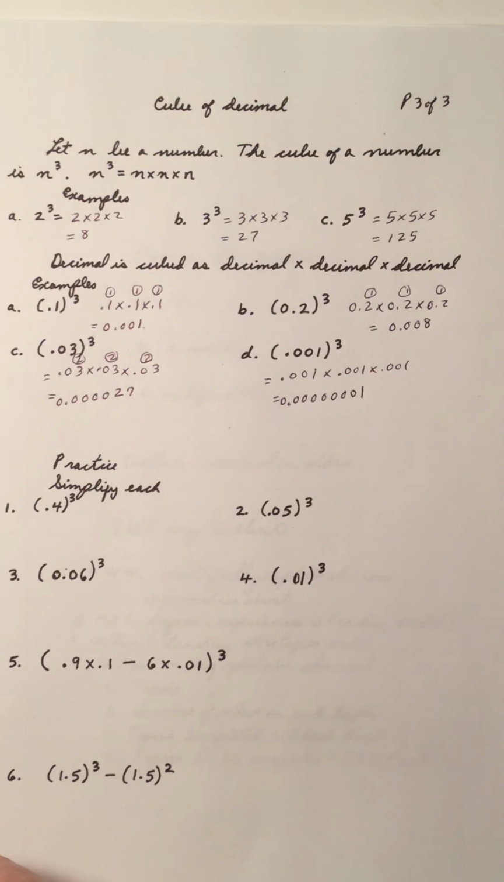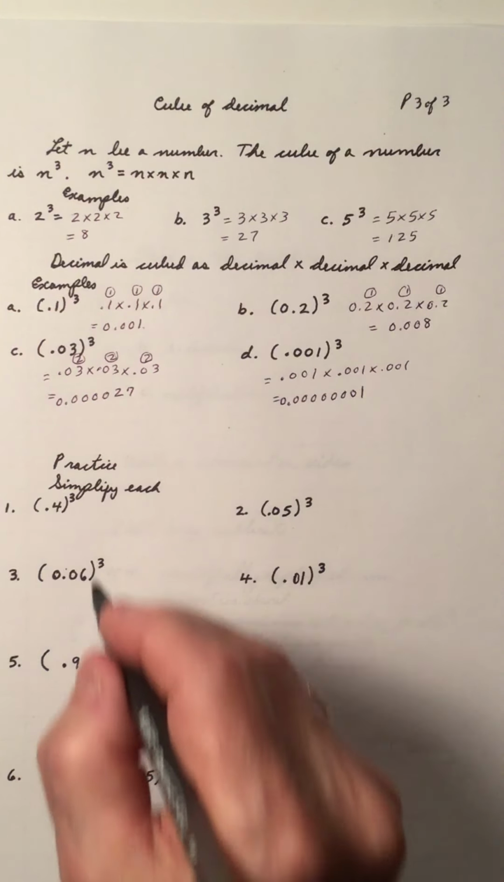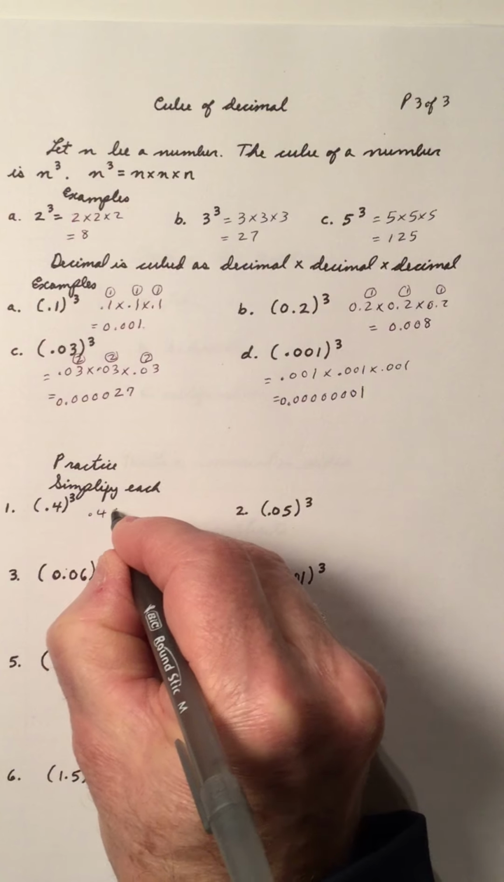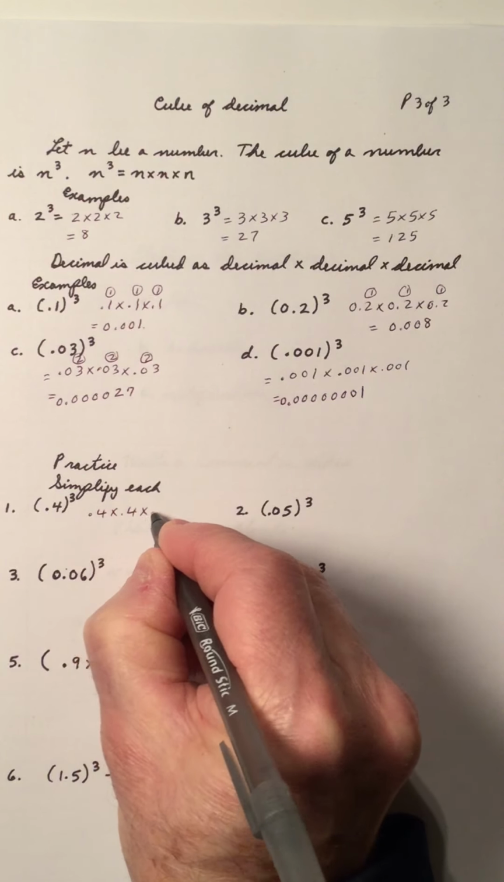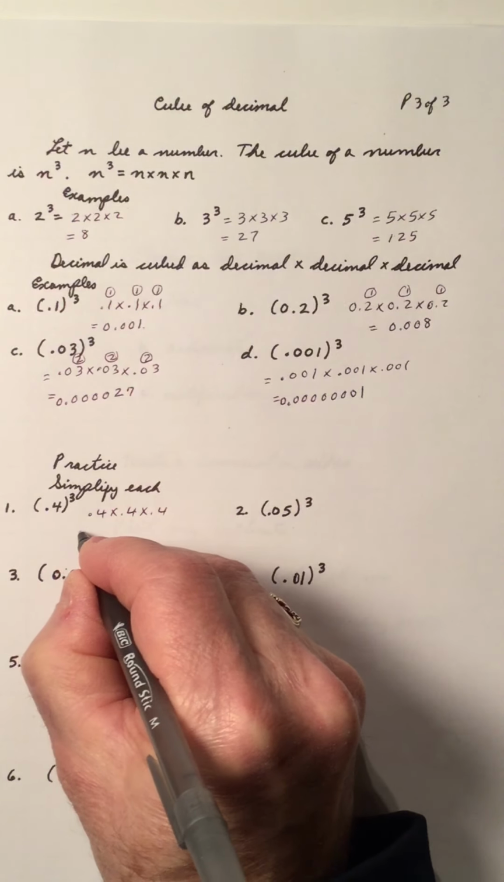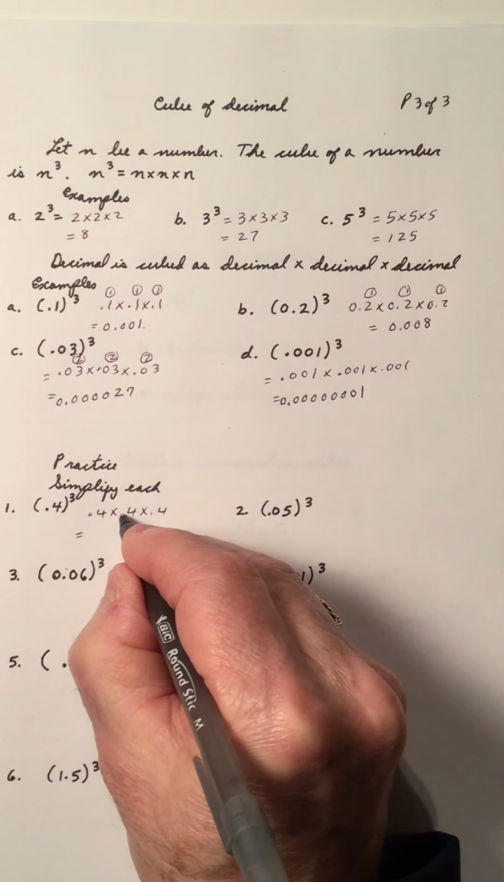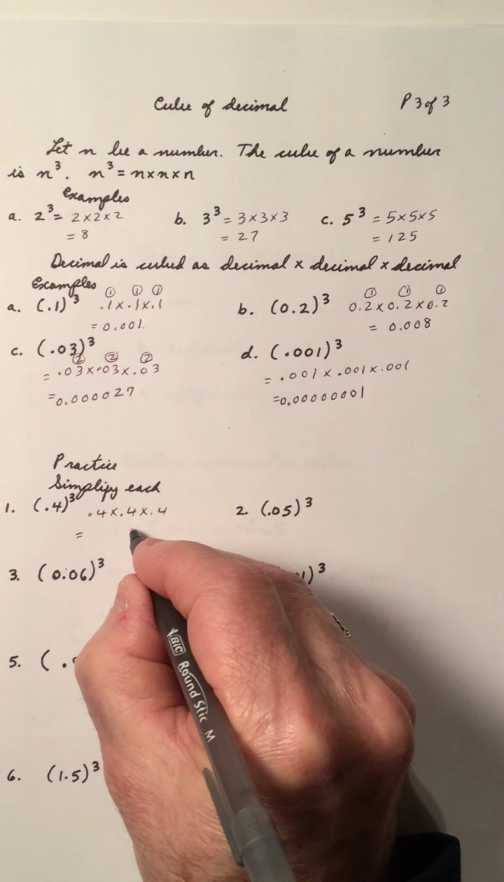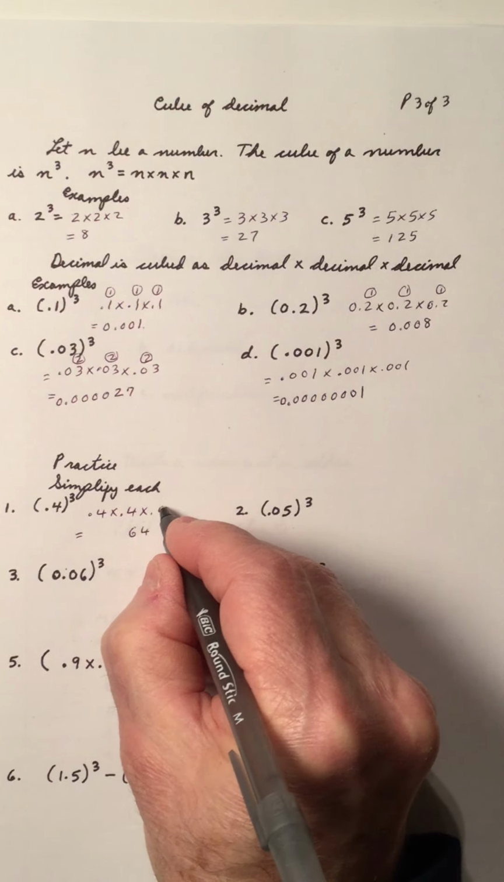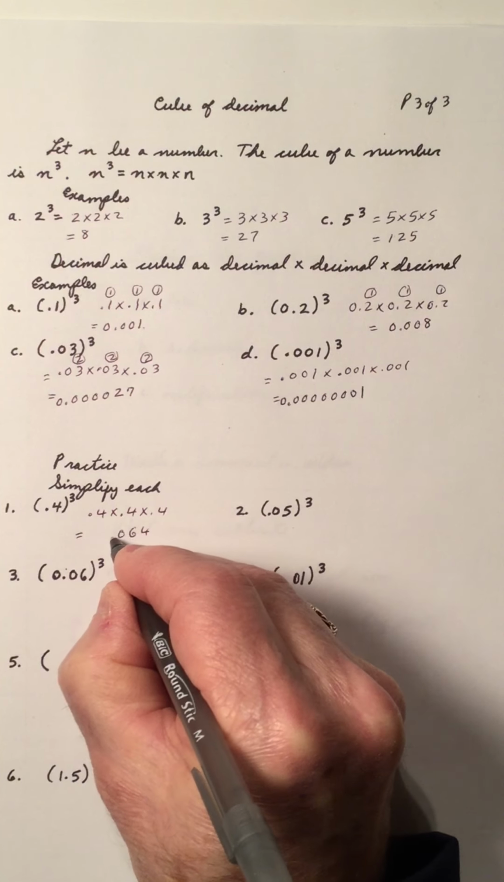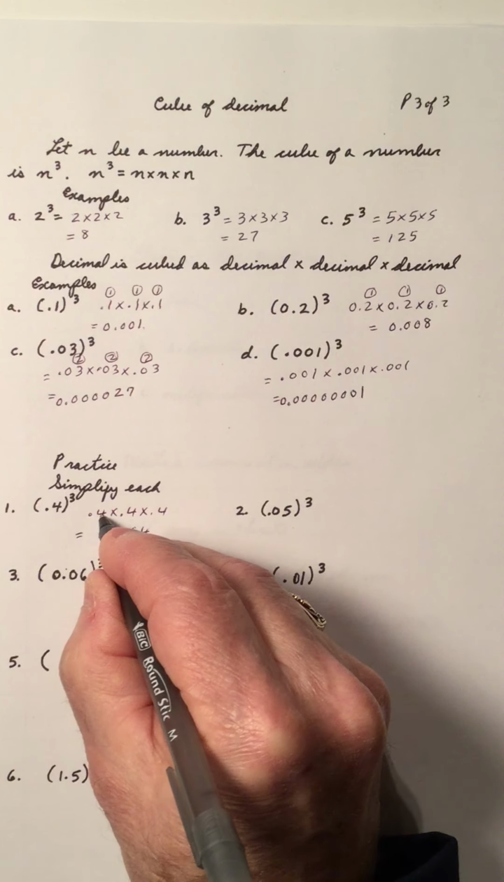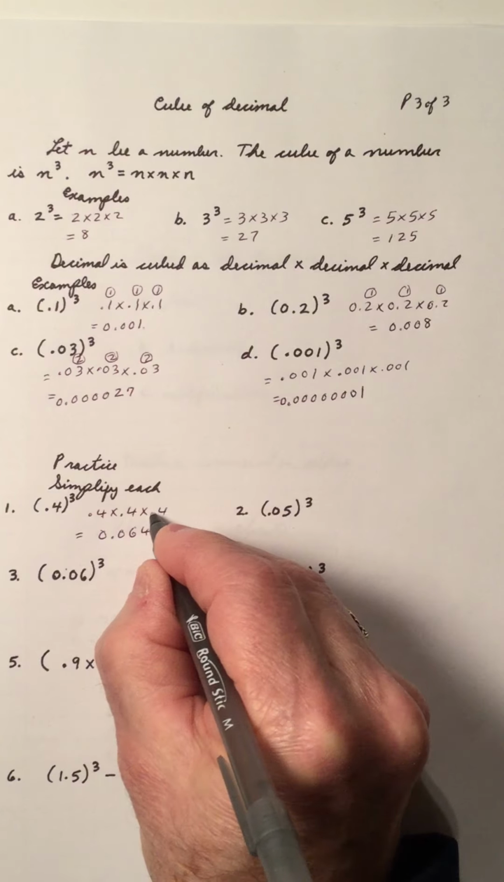Pause your video, work these out, and play it back. So decimal 4 times decimal 4 times decimal 4. And that gives us 4 4s is 16. 16 times 4 is 64. And there's 3 decimal places: 1 decimal place, 2 decimal places, another, there's 3 altogether.